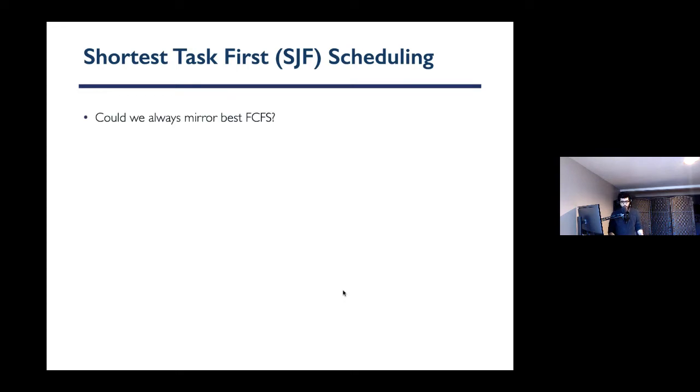Okay, now this should set the stage for the third scheduling policy that we want to talk about. The third one is shortest task first scheduling. As the name suggests, we're going to pick the shortest task in the ready queue and run that task.